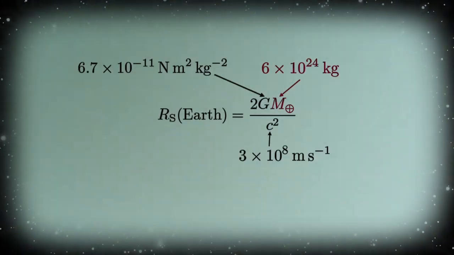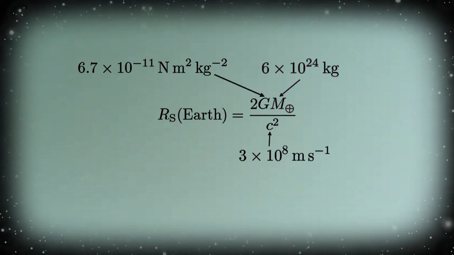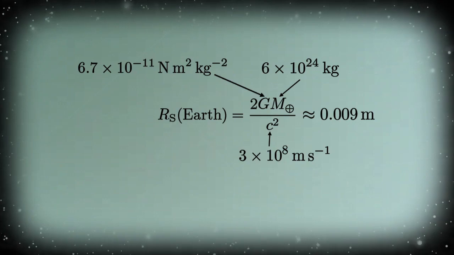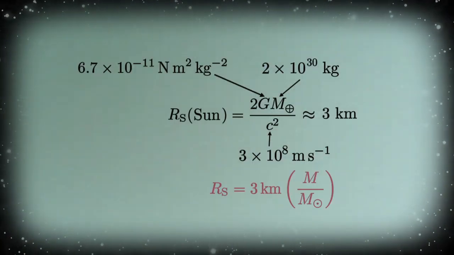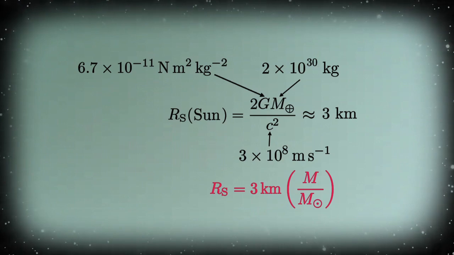Let's find the Schwarzschild radius of a black hole with the mass of the Earth. In that case, M is 6 times 10 to the 24 kilograms, giving a Schwarzschild radius of 9 millimeters. What that means is that if we could somehow compress the entire Earth down to the size of a marble, we'd have ourselves a black hole. For the mass of the Sun, the Schwarzschild radius comes out to be 3 kilometers. So we can write that formula as a scaling relation. Rs equals 3 kilometers times M over M Sun.